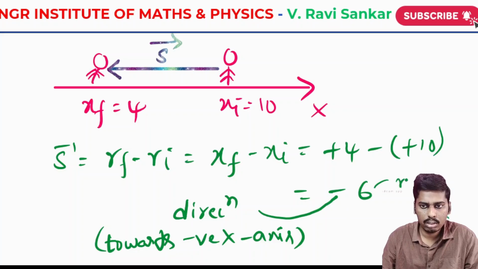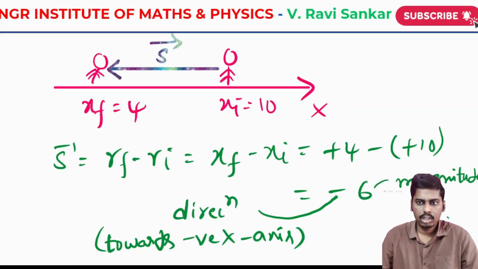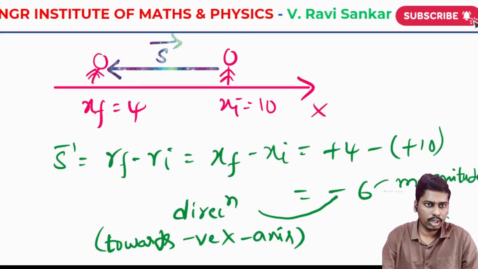And this is magnitude. Okay, yes. 6 is the magnitude, and this minus denotes the direction, that is towards negative x-axis. This is the displacement. And if I talk about the second definition, that is distance traveled.